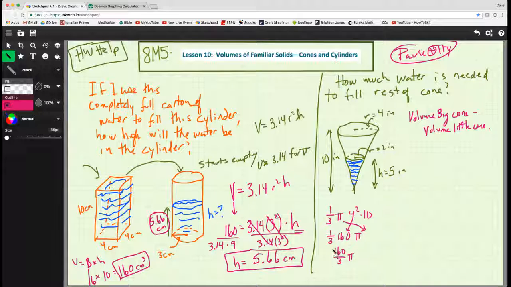Now the volume of my small cone is 1/3 pi r squared h, which is 1/3 pi times 2 squared times 5. 2 squared is 4 times 5 is 20. So 1/3 pi times 20. And that's equal to 20 over 3 pi. And so that's my little one.